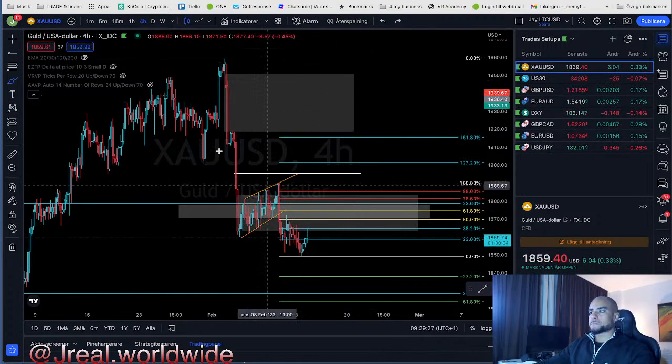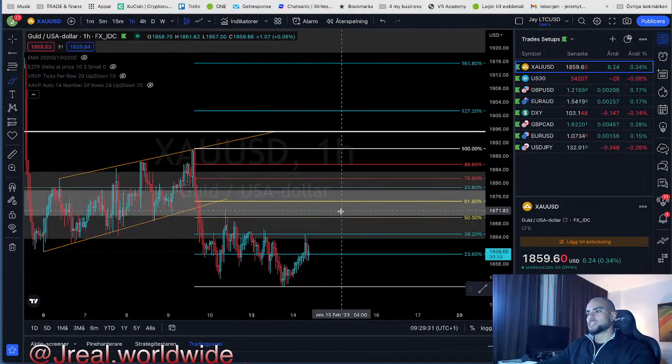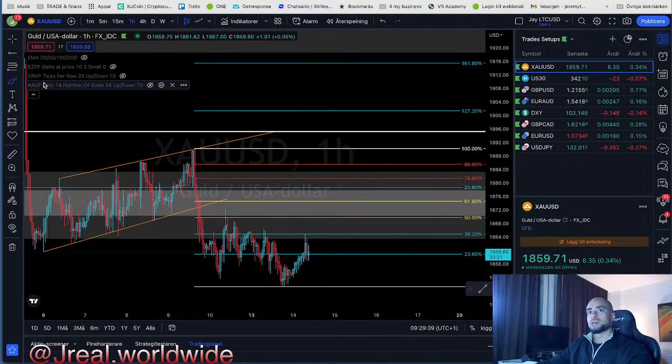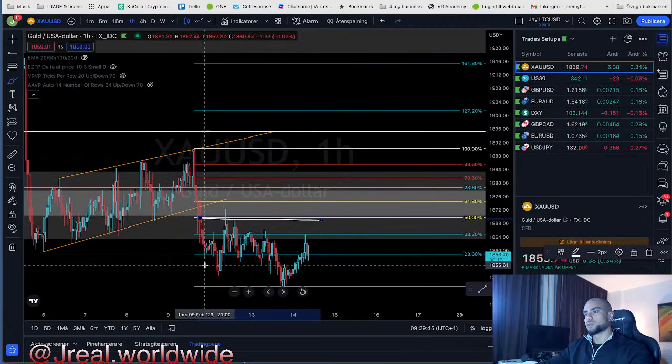So to understand if we're going to continue up or continue down, we first have to narrow this down a little bit. And what we then quickly see is that we are ranging right now. What I mean with that is we're basically stuck in this zone here.